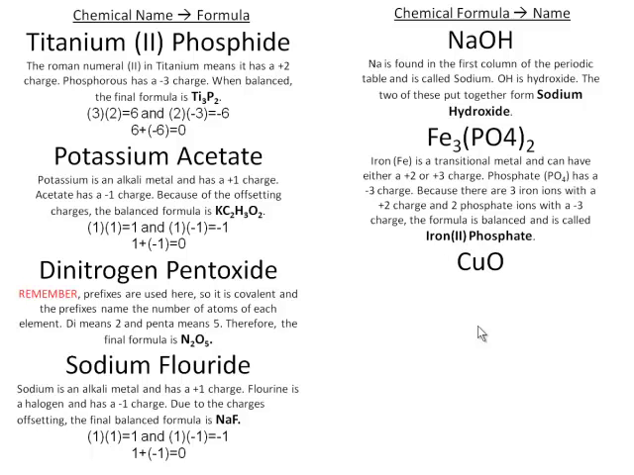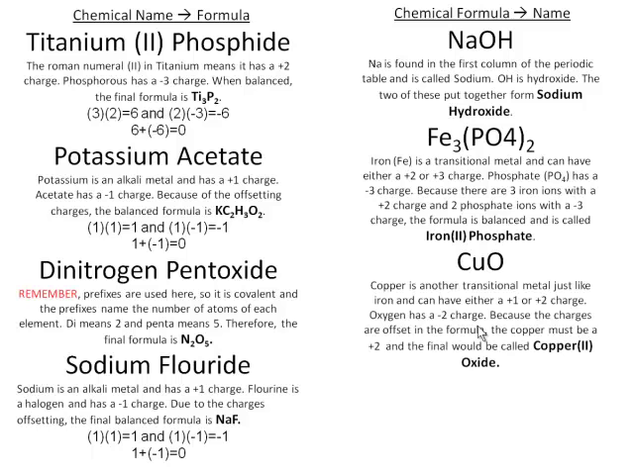Our next example is going to be CuO. Copper is another transitional metal just like iron. Therefore, it can have either a +1 or +2 charge. Oxygen always has a -2 charge. Because these charges are offset in the formula, the copper must be a +2, and the final formula would be called copper 2 oxide. Notice how I also use the Roman numeral 2 here to show that copper 2 is being used and not copper 1.